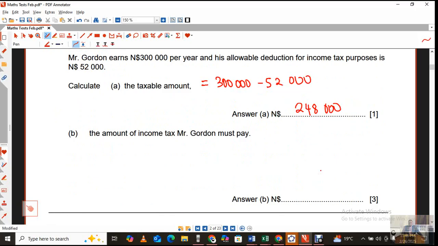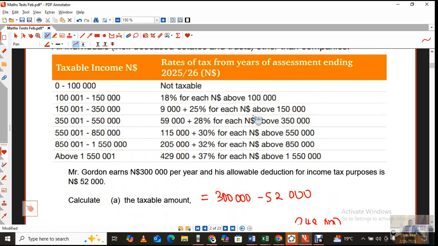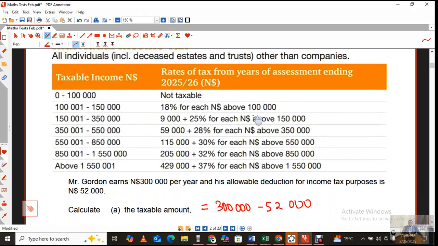Now they want the tax, the amount of income tax that he must pay. So before I do that, I'm going to calculate what is known as the taxable income, because not all of this will be taxed. So I have to take that 248,000. Now I must go to my table to see. The table will always be provided, or a part of it. You don't have to study the table.